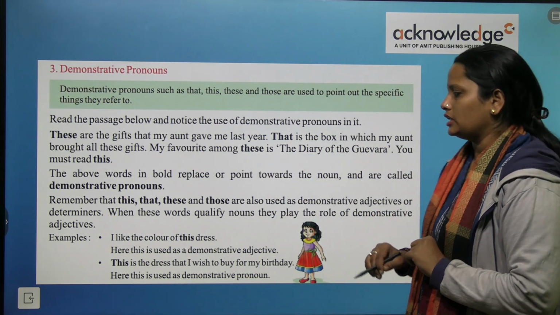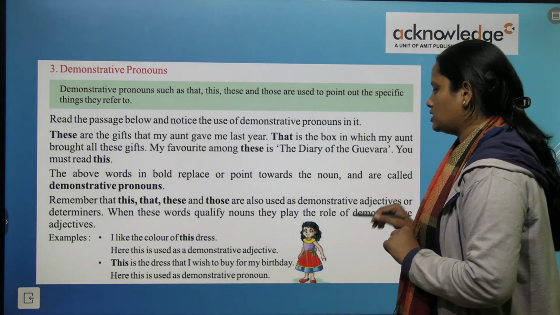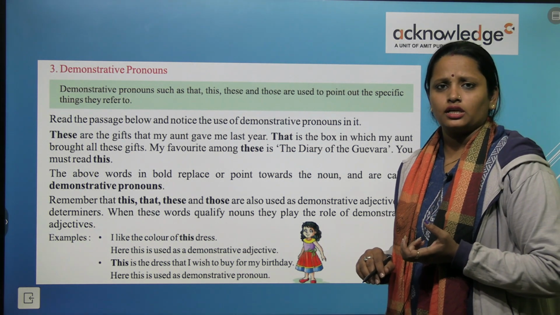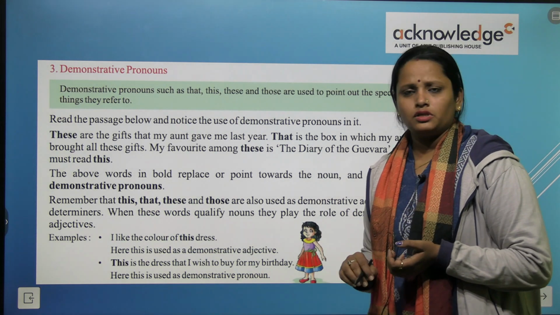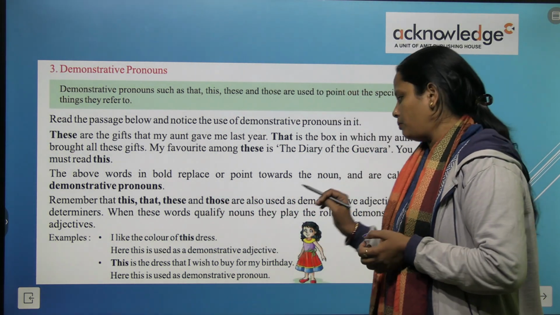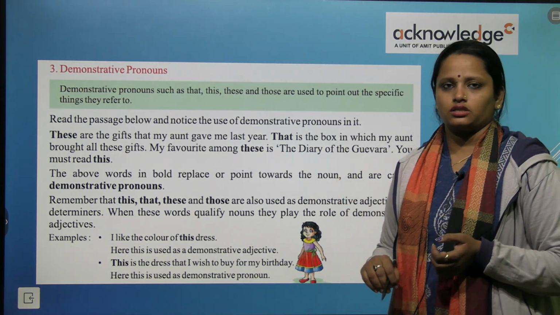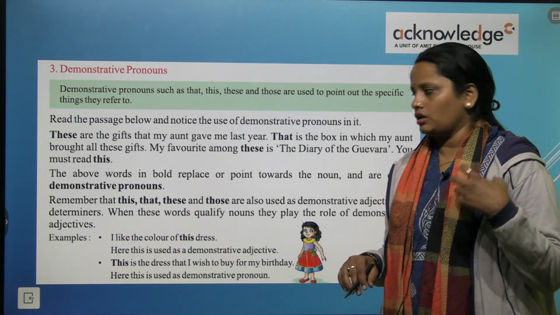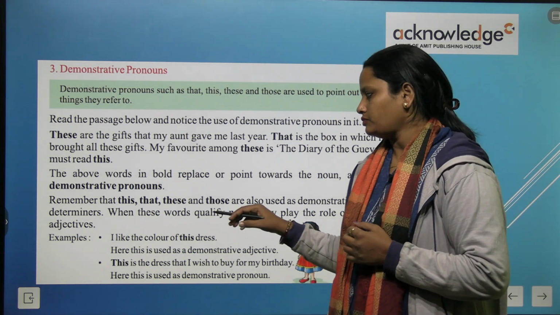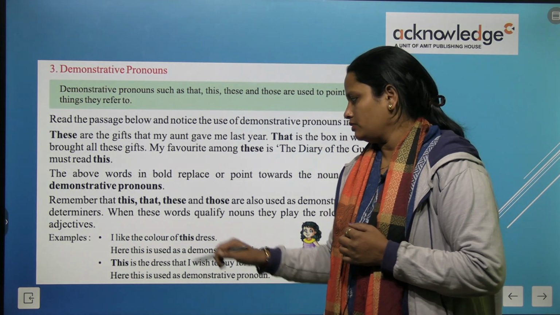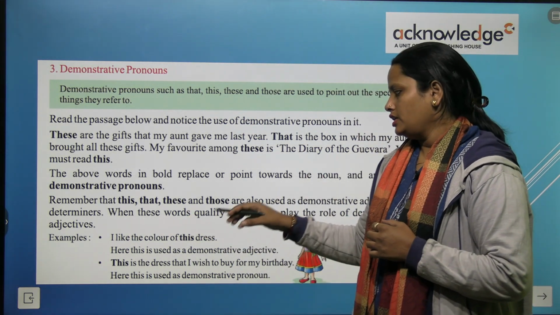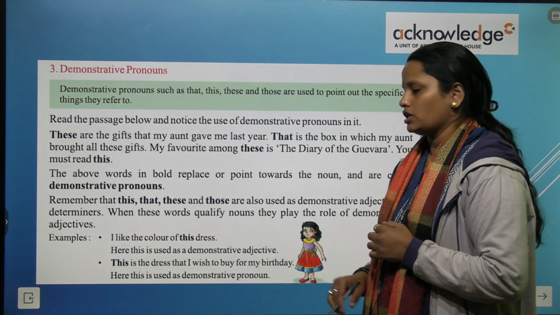Now remember that this, that, these, those are also used as demonstrative adjective. अब इन्हें तो हम demonstrative adjective में भी यूज करते हैं, और determiners. When these words qualify a noun, they play the role of demonstrative adjective. So जब ये noun को qualify करते हैं तो ये demonstrative adjective बन जाते हैं. Examples are given here. I like the color of this dress. Here this is used as a demonstrative adjective.